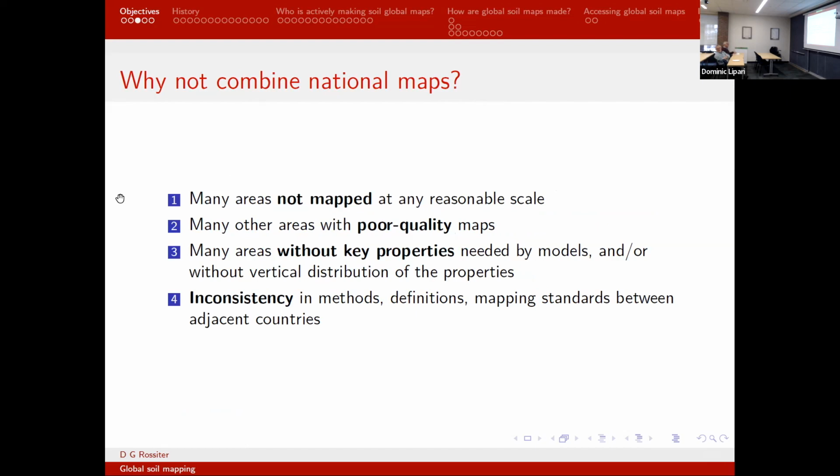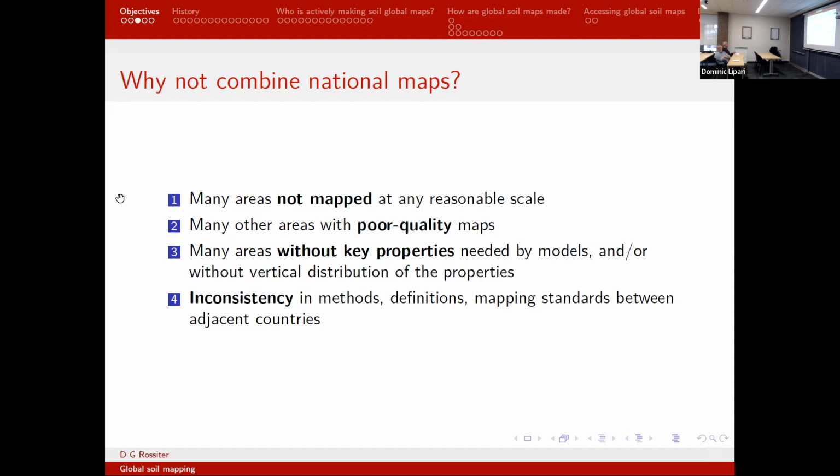Many areas are not mapped at all. People have hardly been there. Large areas of the world, maybe a little bit of reconnaissance, but actually no systematic mapping. They're not very well understood, and at any scale they're not mapped. Many others have poor quality maps. There are countries where there have been mapping programs, but the Soil Survey Organization has fallen into disrepair. The maps might be very old and done with poor techniques, poor georeference.